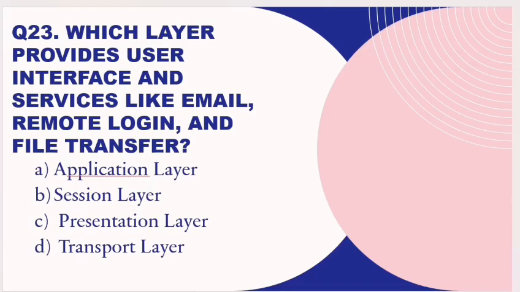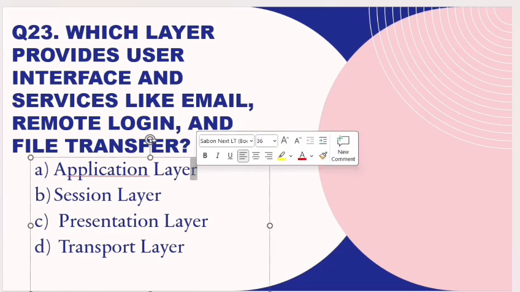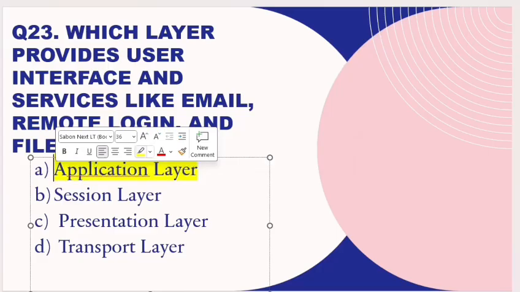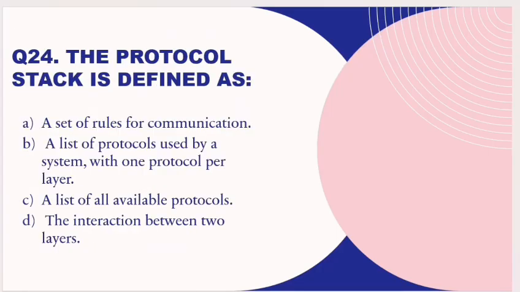Which layer provides user interface and services like email, remote login, and file transfer? Option A, application layer. Option B, session layer. Option C, presentation layer. Option D, transport layer. So the correct answer for this is option A, which is application layer. Moving on to our next question, which is question number 24.